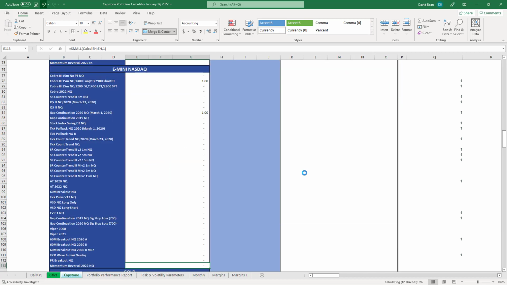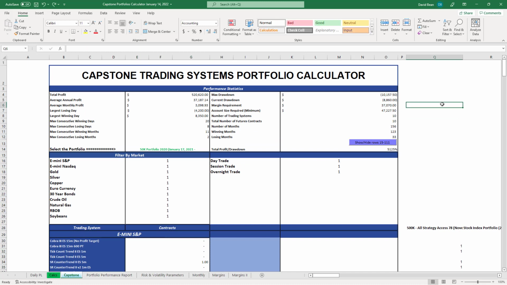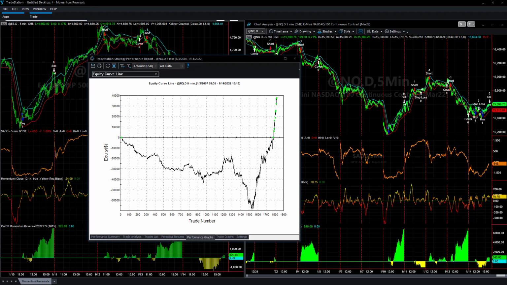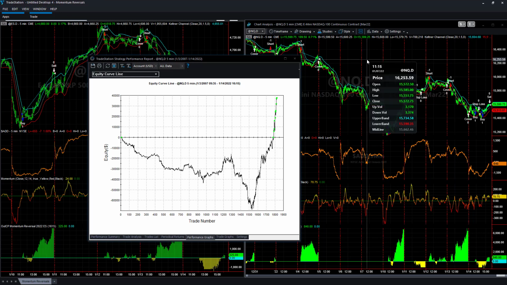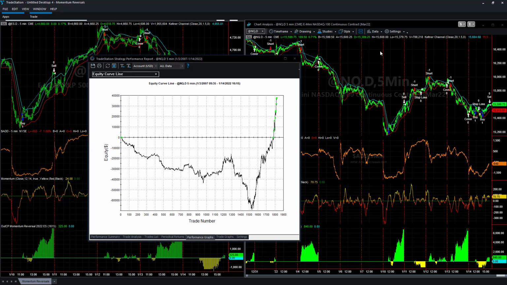So these are some of the things I'm looking at. These are the new strategies. If you have the all strategy access, once again, you'll be getting this setup, this momentum reversal setup, and you can trade it if you would like in any of your portfolios or by itself or in a custom portfolio of your selection.